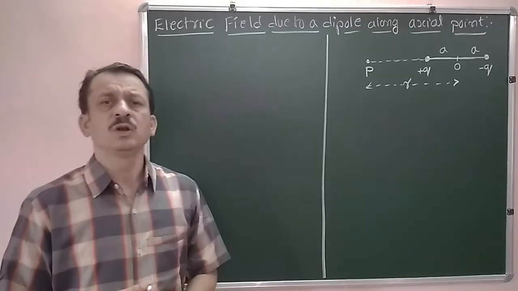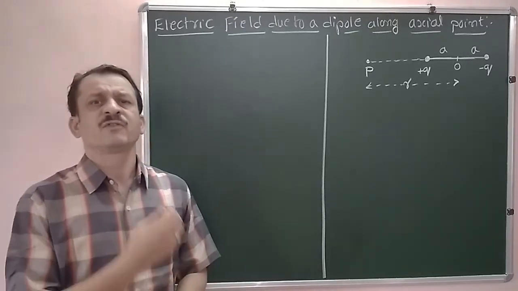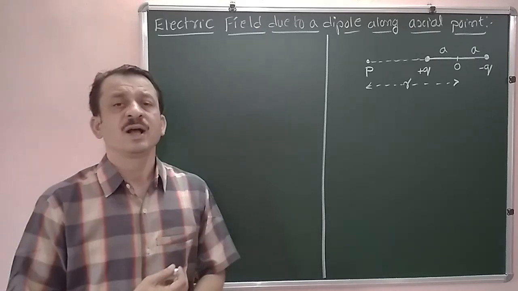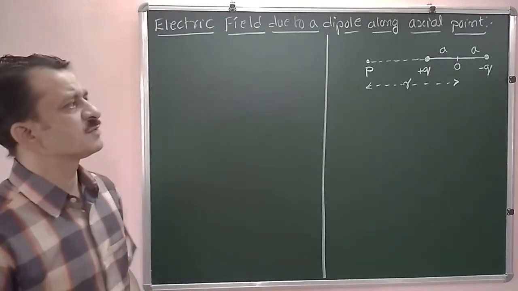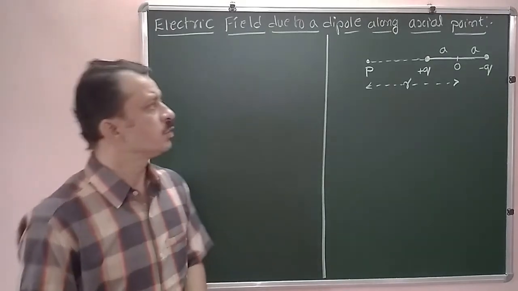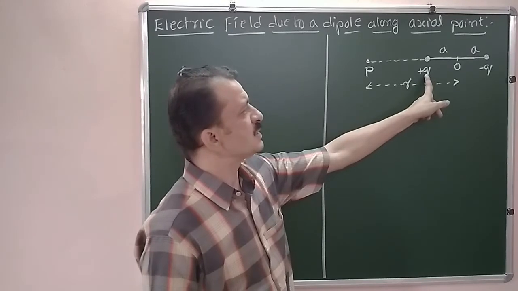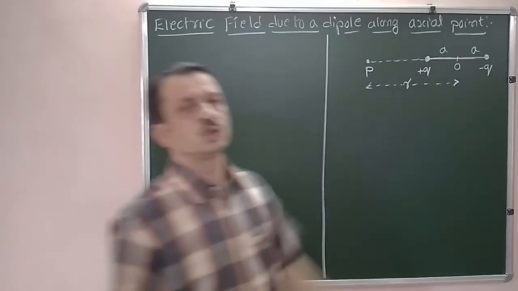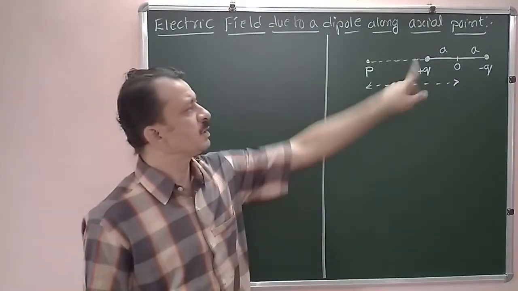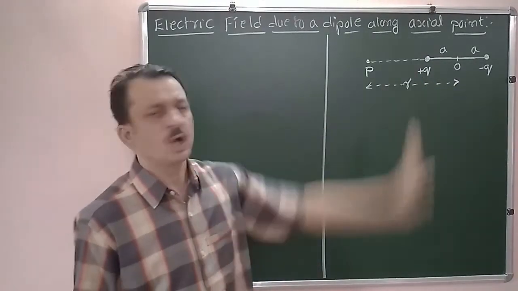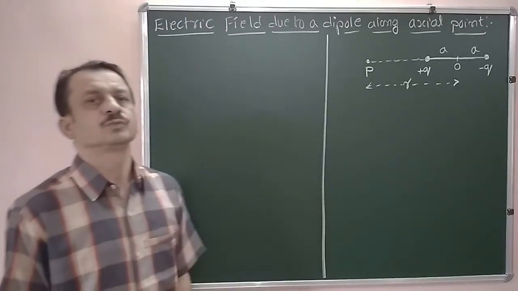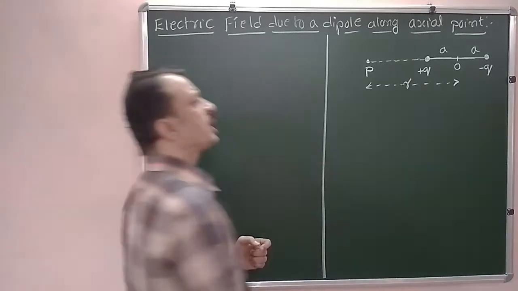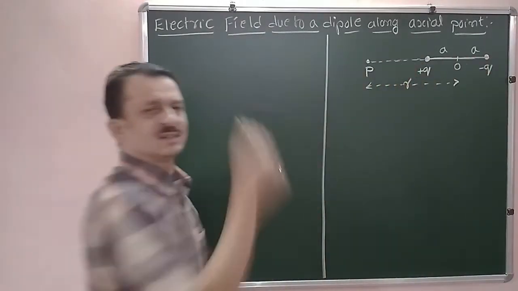Now what is a dipole? It is a pair of equal and opposite point charges separated by a small distance. The distance of separation we have taken as 2a. Now consider two point charges, one plus, another one minus. They are separated by a distance of 2a. Take the midpoint of that dipole, O, as the center of the dipole. Now what is the axial line? The line passing through the axis of the dipole is the axial line.